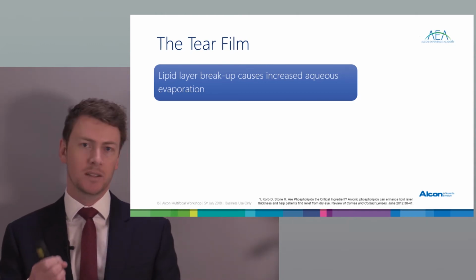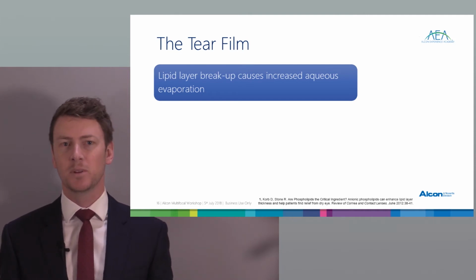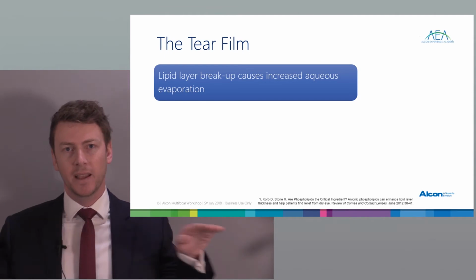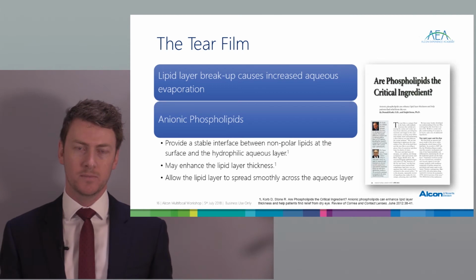It beads up and clumps together. So how does our tear film work? How does our lipid layer spread in that super thin layer like it does? And the answer is anionic phospholipids.